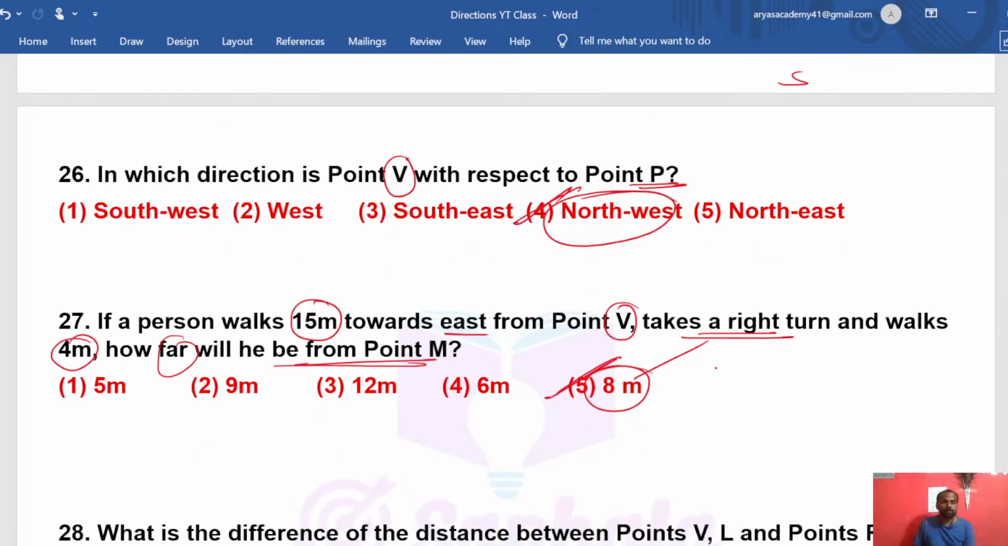So please confirm whether you understood question number 27. If you have written the diagram neatly, it is a very simple question. It's just about understanding properly and answering. But I want a confirmation from you people whether you really understood question number 27 or not. Please mention in the comments.